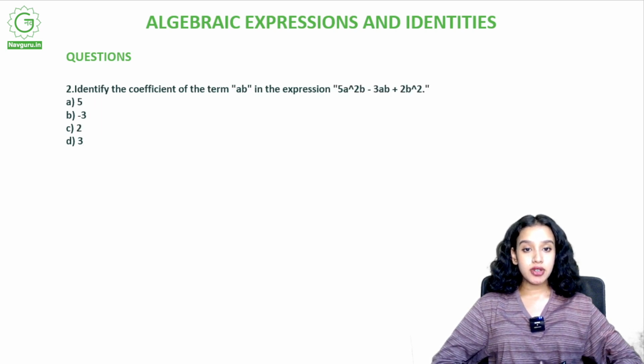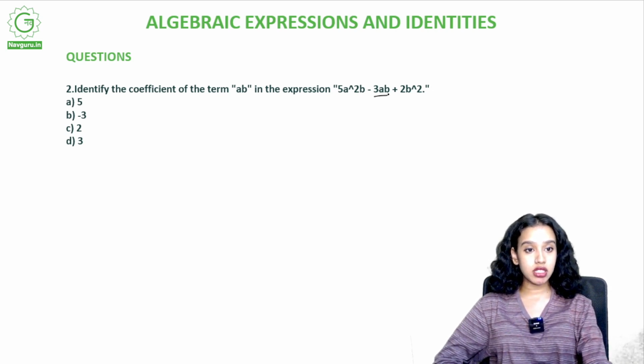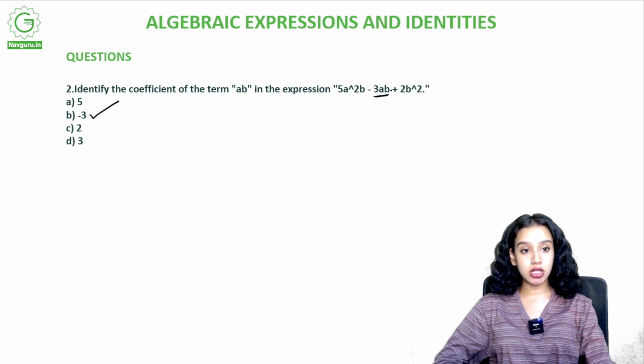Now, identify the coefficient of the term ab in the expression. We have 5a square, 2b and minus 3ab. So the coefficient of ab is minus 3. So minus 3 is the answer. We have to be careful about the signs. Signs are very important in algebra.